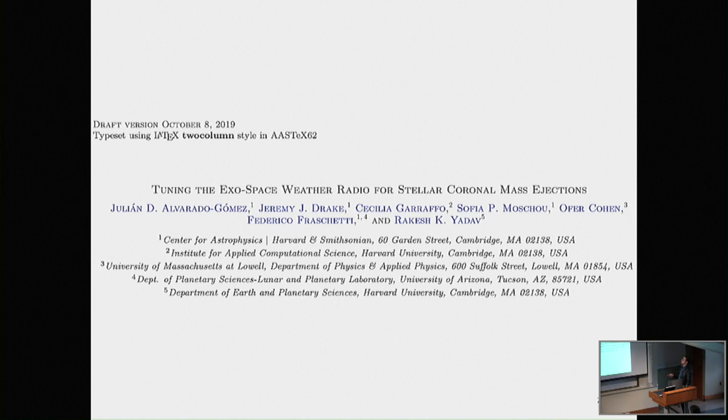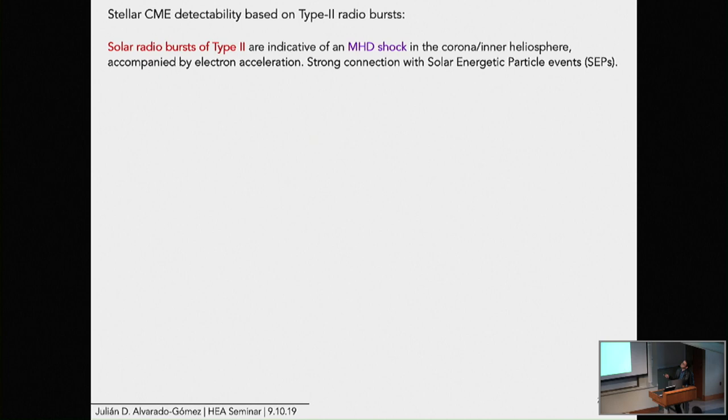Now we're trying to understand, this is a paper in draft, what happens with the radio emission of these coronal mass ejections. There's a connection between coronal mass ejections blowing away and a particular type of radio signature called type 2 radio bursts in the Sun. They are indicative of an MHD shock. This is the CME shocking the stellar material in the inner heliosphere. And there's a strong connection with energetic particle events, which are also very important, but I'm not going to talk about them here. This is how they look.